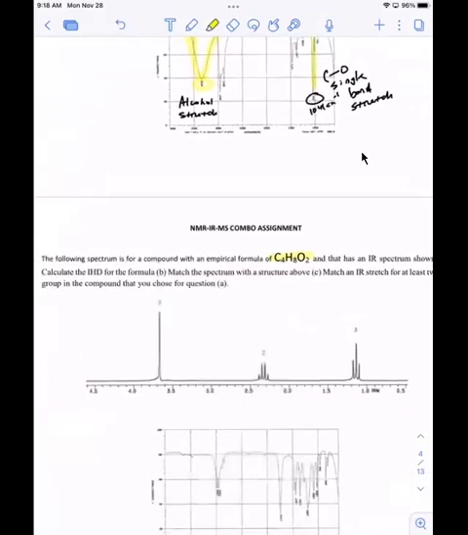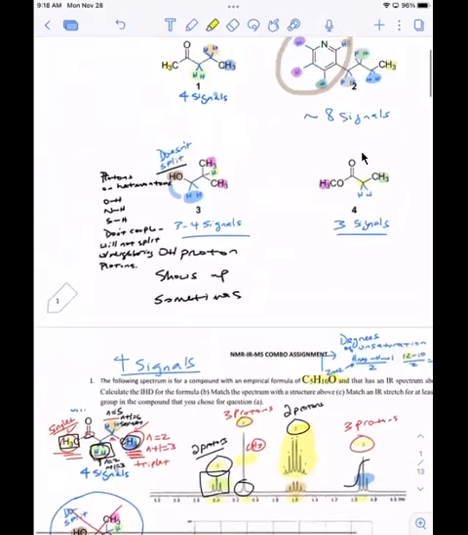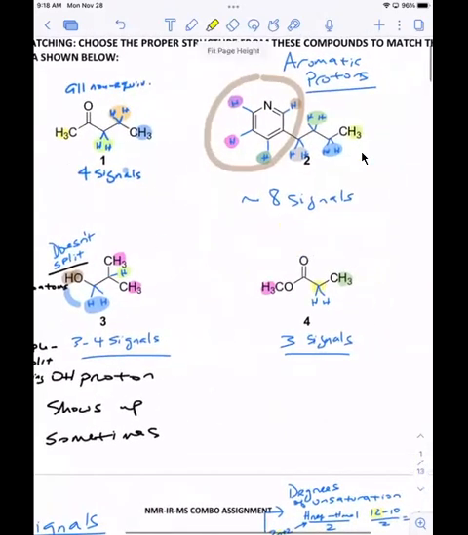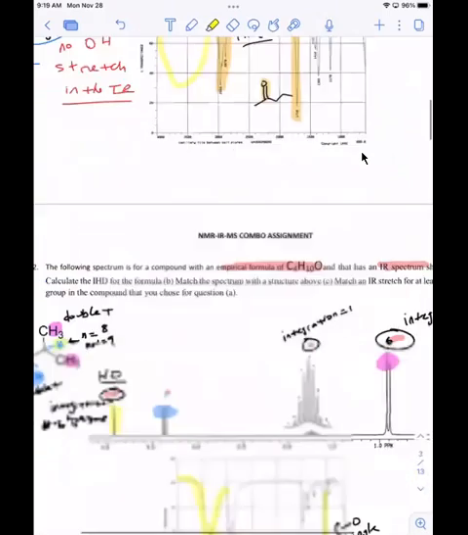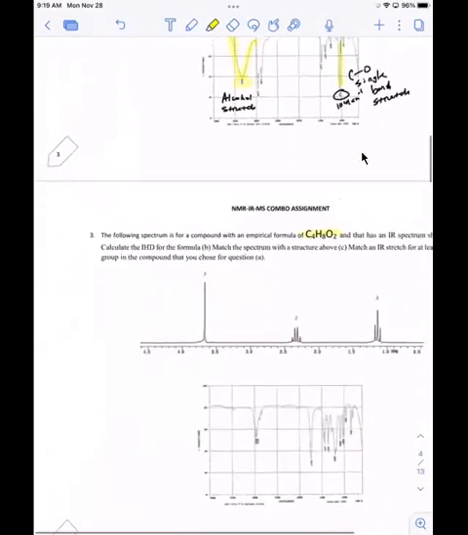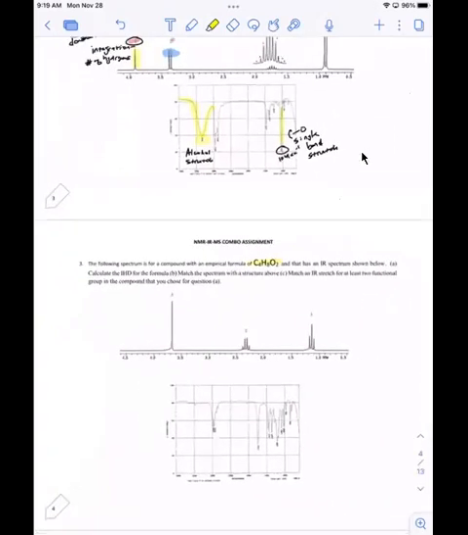Only 3 signals. So let's go back to our choices. We know that we only have 2 left because we've already done 1 and 3. So it's either 4 or 2. If we look at that NMR, how do we know it's not 2?